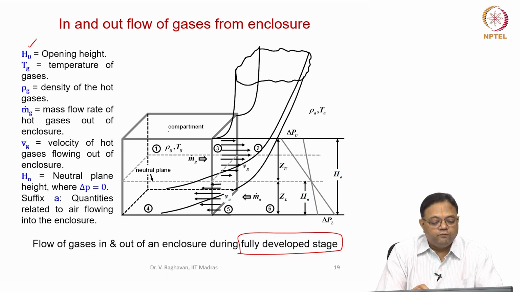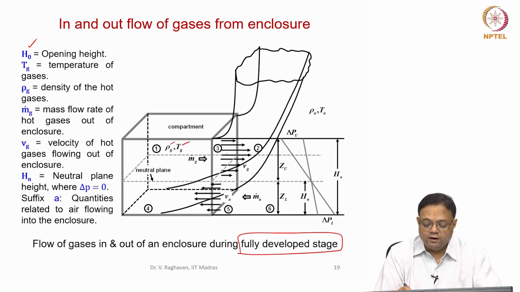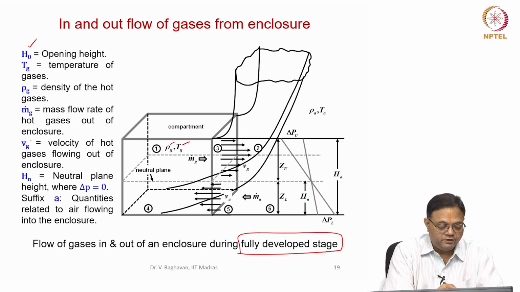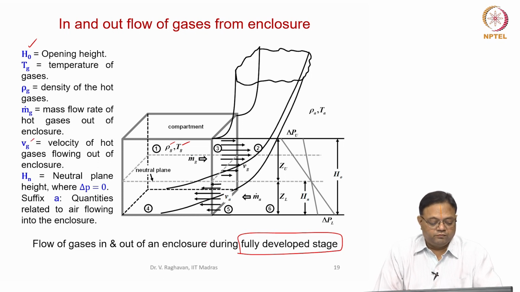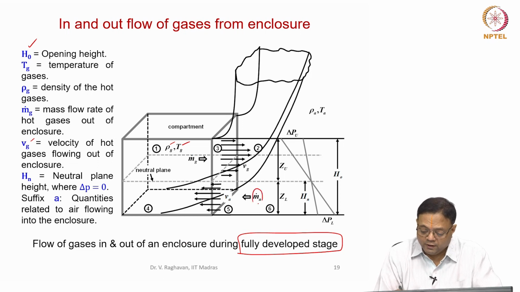at a uniform temperature of Tg and its density is rho g, and the mass flow rate of the gases out of the compartment is m dot g, and its velocity at the exit of this enclosure is Vg, the average velocity. Then we have some mass flow rate of air coming into the compartment, which is m dot a.